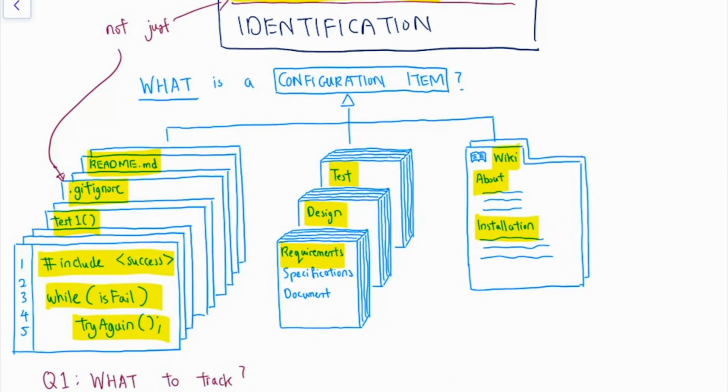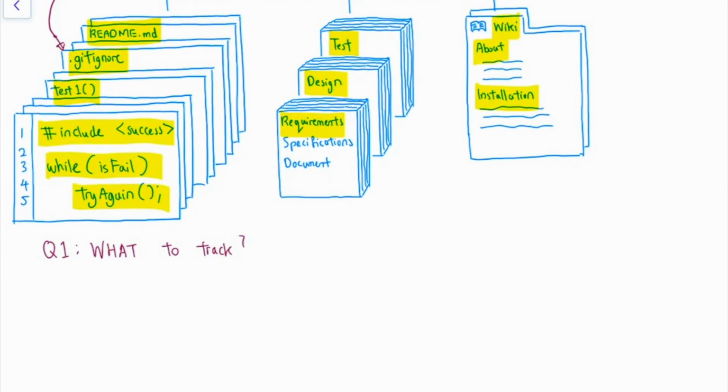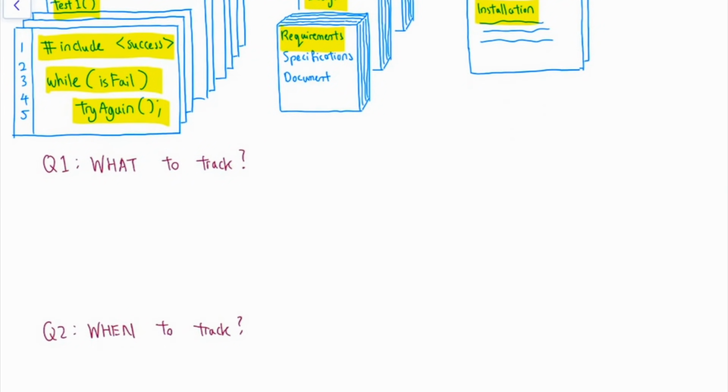Certainly, we don't want to track every single item that is out there. So actually, the question is what not to track. It's easy to say, okay, I want to track every single thing that is associated with my project, maybe including employees, salaries, and so on, which is totally not necessary. So the question maybe should be what not to track.